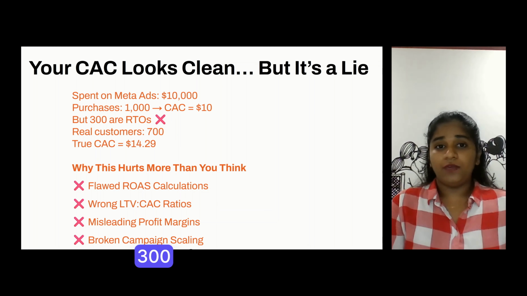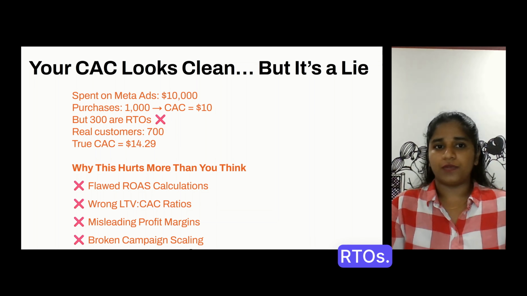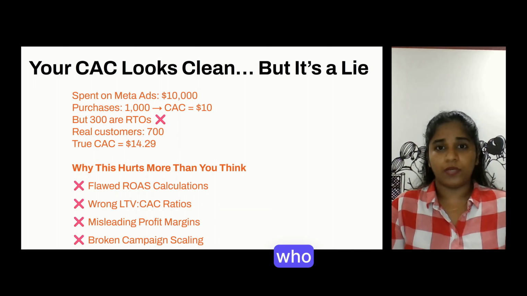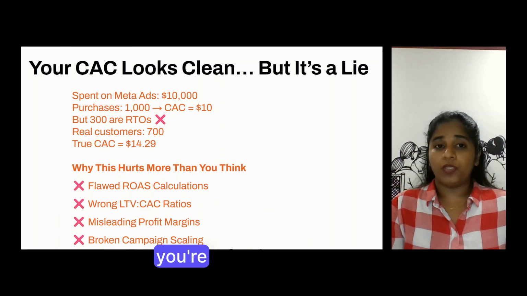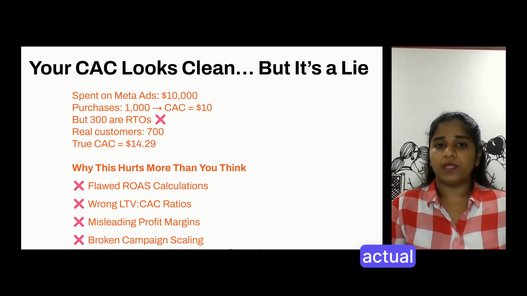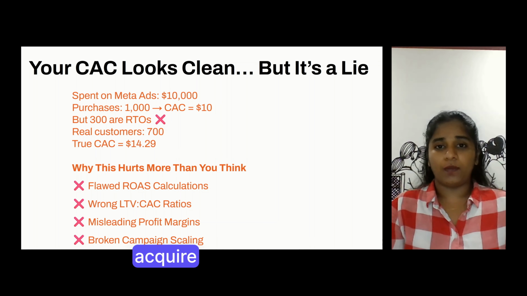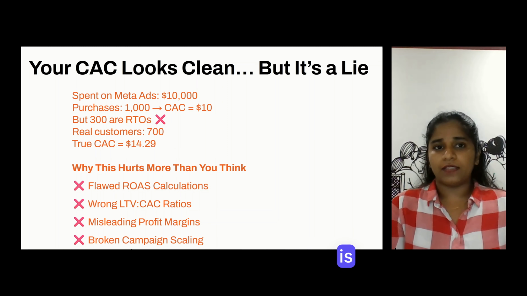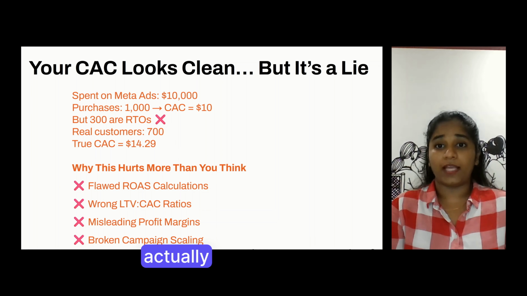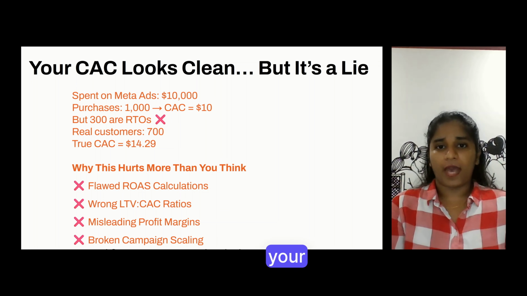But wait, 300 of those orders are RTOs. That's 300 customers who never paid you a dollar, zero revenue from them. Now you're left with only 700 actual customers, but you still spent the full $10,000 to acquire all the 1,000 users. Which means your real CAC is not $10, it's $14.29 per customer who actually received and paid for the product.